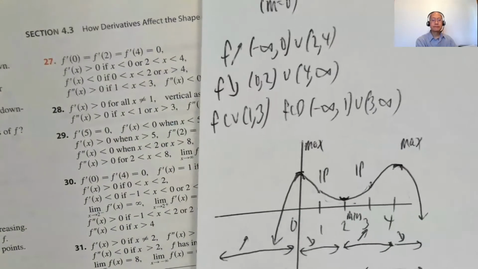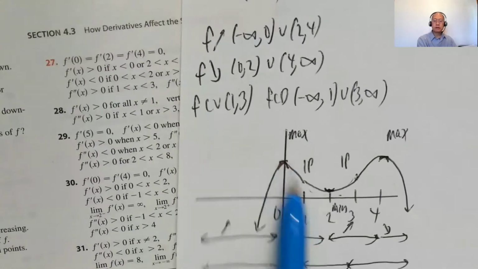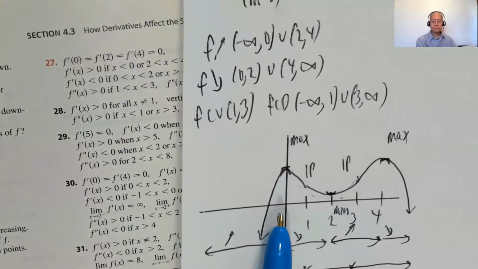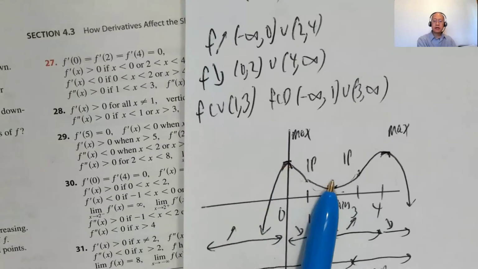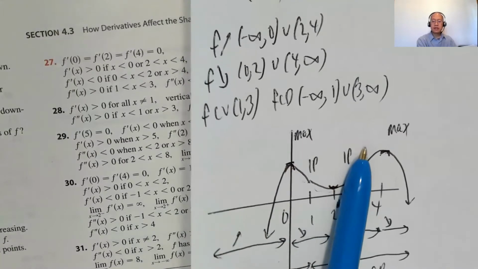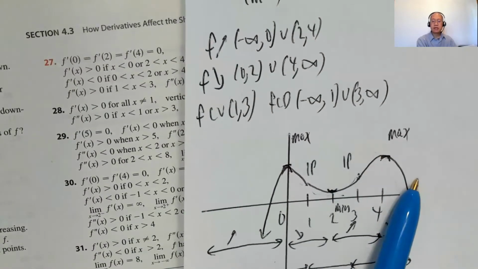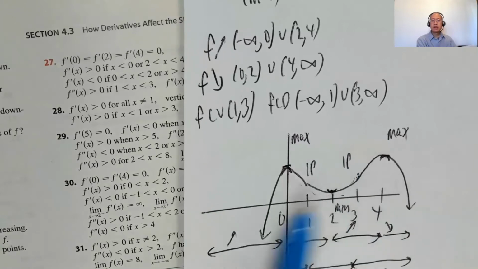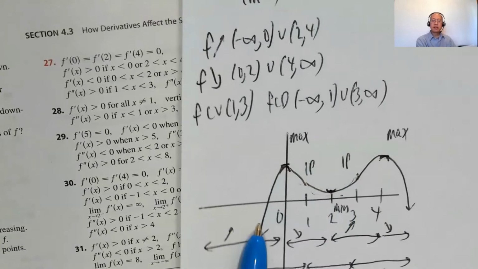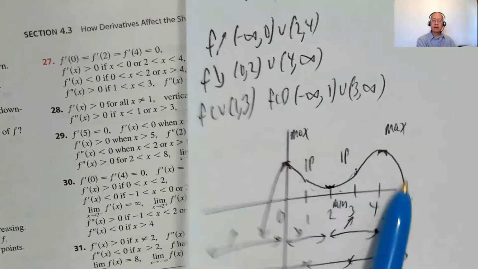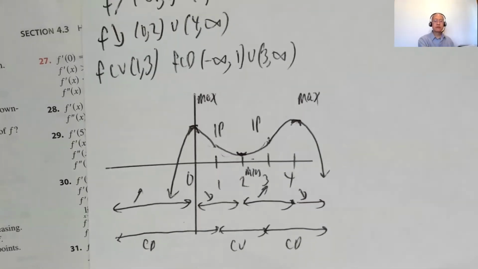Okay, so here we go. Slope is 0, slope is 0, slope is 0. Increasing to 0, then decreasing, then increasing, then decreasing. Concave up only between 1 and 3, the rest of the time, here and here, concave down. So there's my graph.